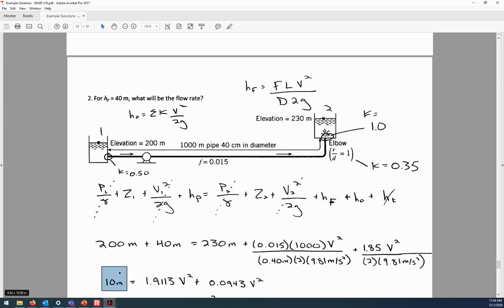Okay, so what we have is a 10-meter elevation and pump head differential that's driving the flow. The reason why the water is going from 1 towards 2 is because there's more energy on the left than there is on the right. So the water is going from a location of high energy towards a location of low energy.